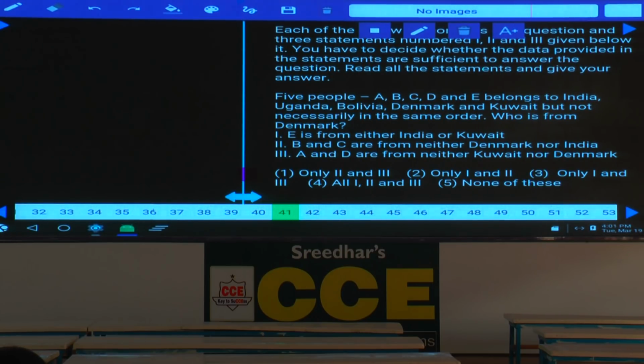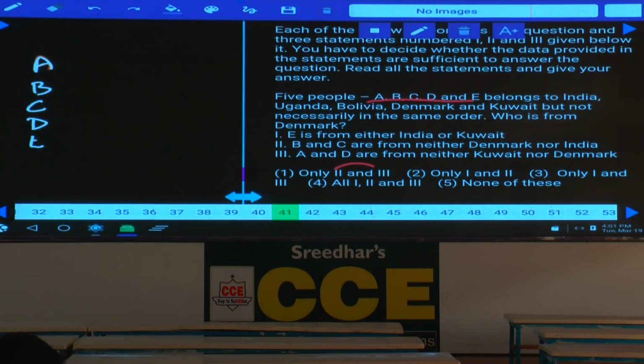Now in this one, only 1, only 2 and only 3 is not there. Hence, we need to take the combination. First, let us take the combination of 2 and 3. If you take the combination of 2 and 3, what is the question here? 5 people A, B, C, D and E belong to India, Uganda and so on, 5 different countries, but not necessarily in the same order. Then who is from Denmark? The question is about who is from Denmark. Now we need to find out the person from Denmark, among A, B, C, D and E.